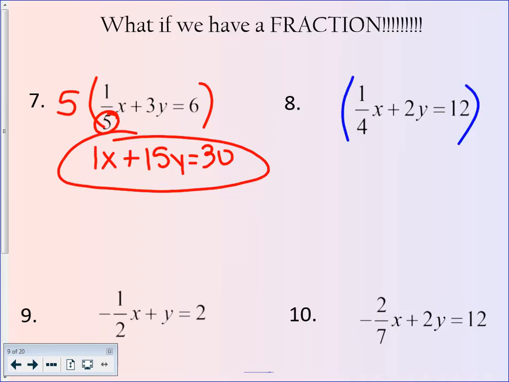Okay, multiply by your denominator. My denominator is 4, so let's multiply by 4. 4 times 1/4 x is 1x. 4 times positive 2y is positive 8y. 4 times 12 gives me 48.